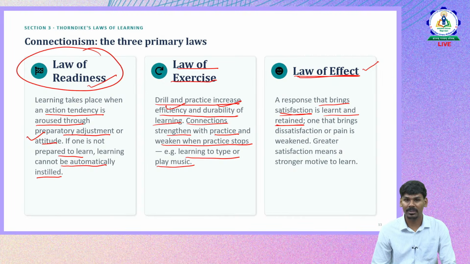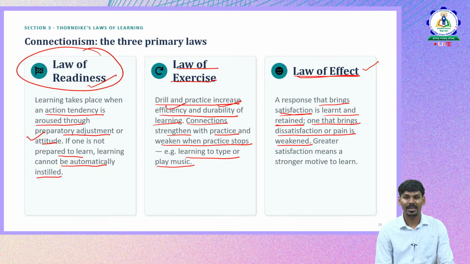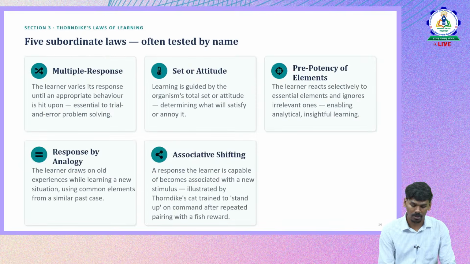You did a task, you completed a task, and that gave you immense satisfaction. Let it be reading a book, performing a particular task, or creating something that you have been working on since days. Then it is learned and retained. That particular activity is learned and retained. One that brings dissatisfaction or pain is weakened. Greater satisfaction means stronger motivation to learn. So this is the law of effect that Thorndike has talked about.